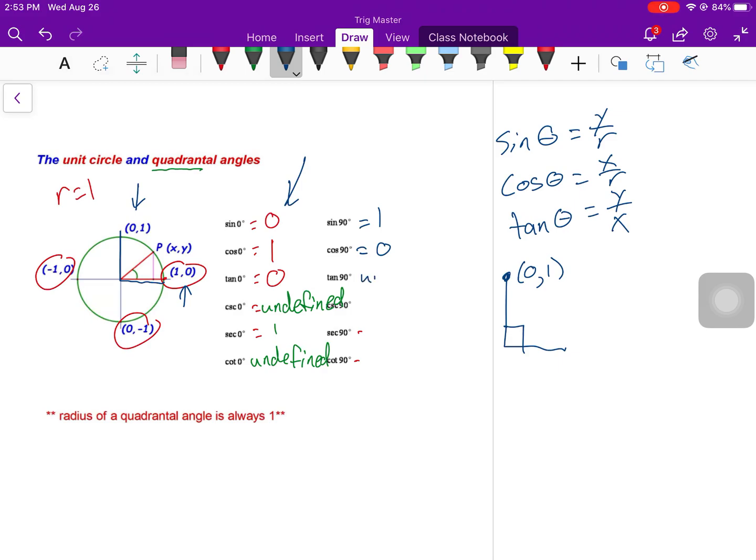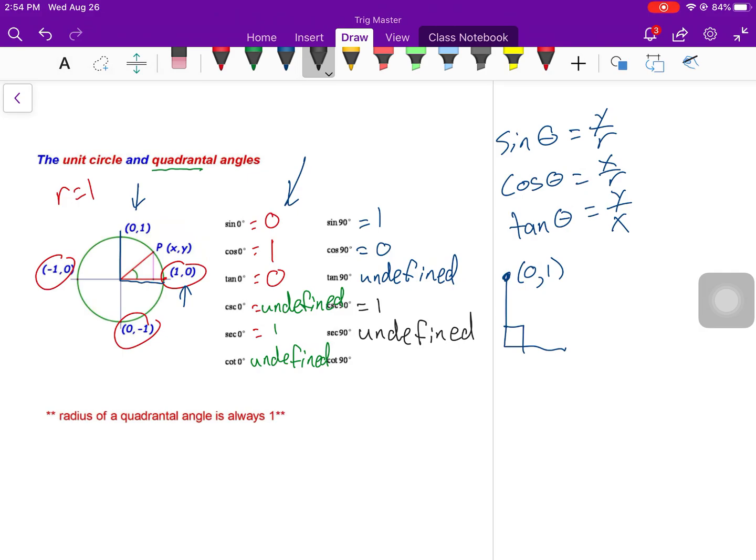1 over 0 is not possible. Okay, you cannot divide by 0, so the tangent in this case is undefined. Now if I did cosecant of 90 degrees, that's flipping sine. The reciprocal of 1 is 1. If I flip cosine, the reciprocal of 0 is not 0, it is undefined.